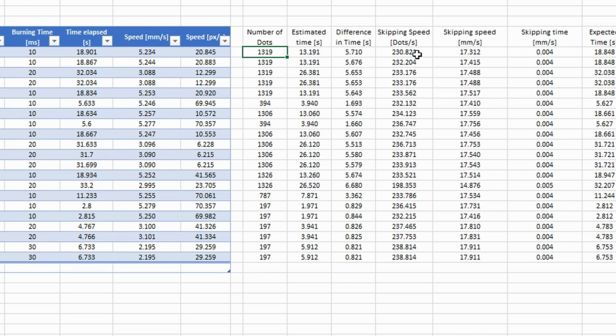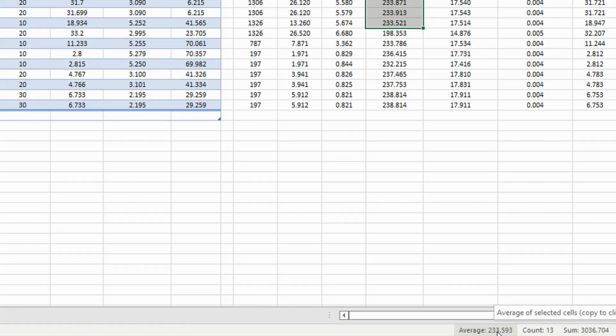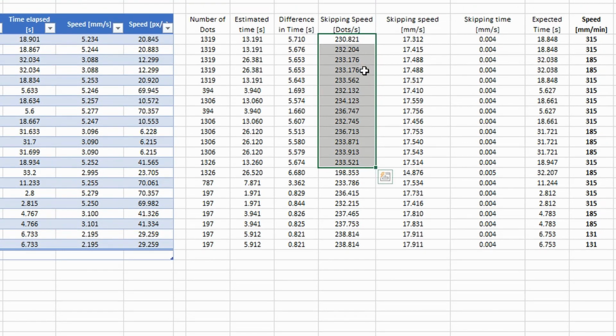As you can see here, there is one mistake that I saw, most probably a mistake from the calculations. Basically, I ended up averaging 233.5 skips or dots per second. Translated in speed, that would be 17.5 millimeter per second. The most important value at that point is the skipping time, which is supposed to be in seconds only: 0.0043 seconds, which are used to jump from one dot to another.